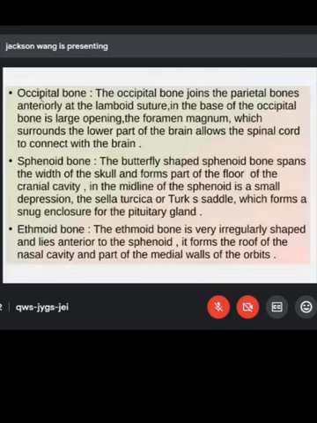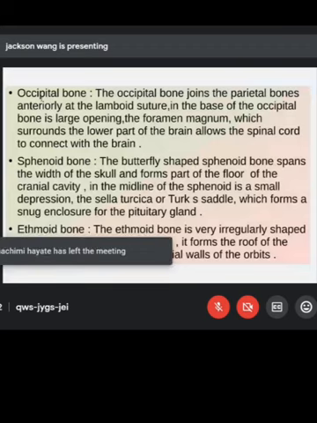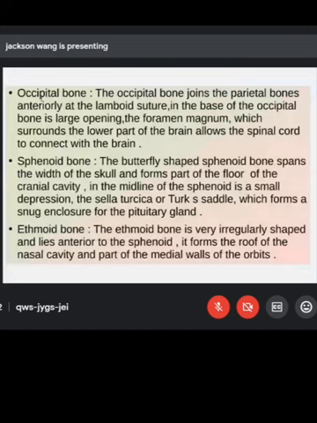Ethmoid bone, the ethmoid bone is very irregularly shaped and lies anterior to the sphenoid. It forms the roof of the nasal cavity and part of the medial walls of the orbits.